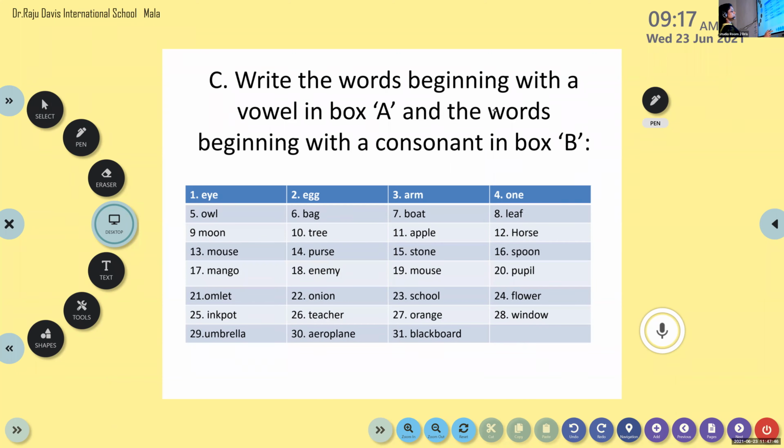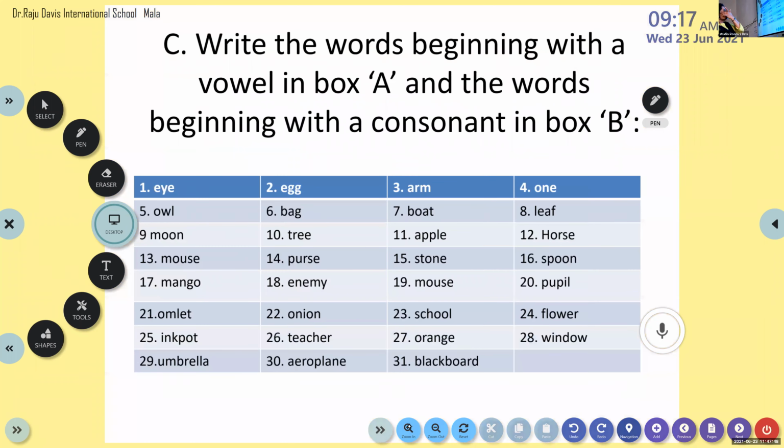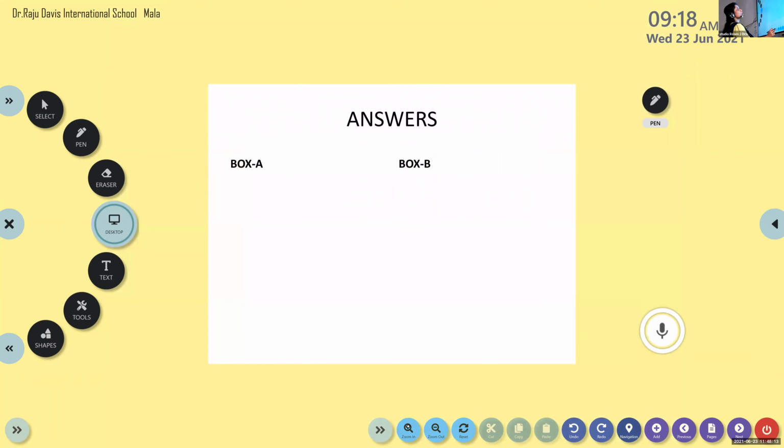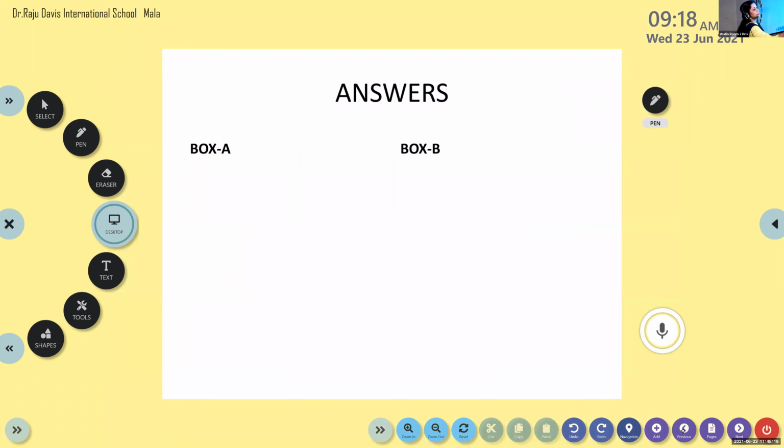So are you all ready? In this exercise, children, all of you please do listen. Few words are given for us. What we have to do is sort the words in two boxes, box A and box B. In box A, we have to write all the words that begin with a vowel. In box B, we have to write all the words that start with a consonant. So here are two boxes for you. We are going to write the words in two boxes now. Are you all ready? Okay, can we start?